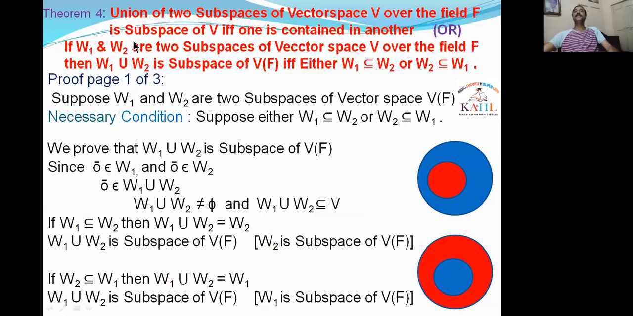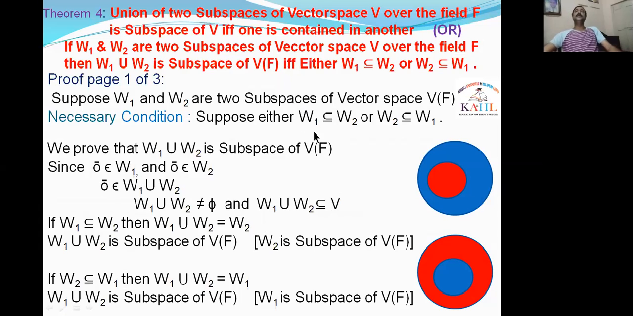To prove this, we know that W1 and W2 are separately subspaces of vector space V over F. So this vector space has identity vector 0 bar, that is, 0 bar belongs to W1 and also 0 bar belongs to W2. 0 bar belongs to both W1 and W2, means 0 bar is also in the union W1 union W2. That means W1 union W2 is not an empty set, that is, non-empty. And also clearly W1 union W2 is in V, because W1 is in V and W2 is in V. So W1 union W2 is also in V.